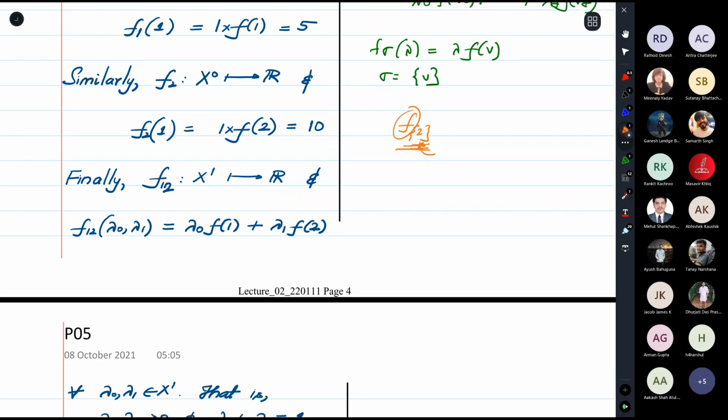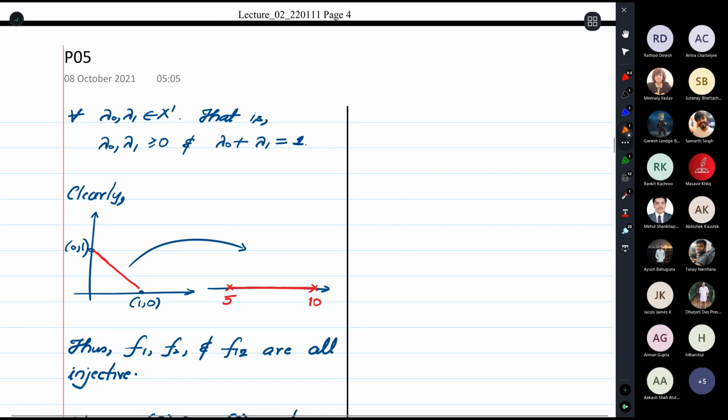So let's try to recall what is happening here. Recall, this is your x1. This is the line segment that connects these two vertices. And your f12 function takes x1 and maps it to R. Is this okay? So this is what is happening. You give me any element here, and this f12 function will map it correspondingly to some number on the real line.